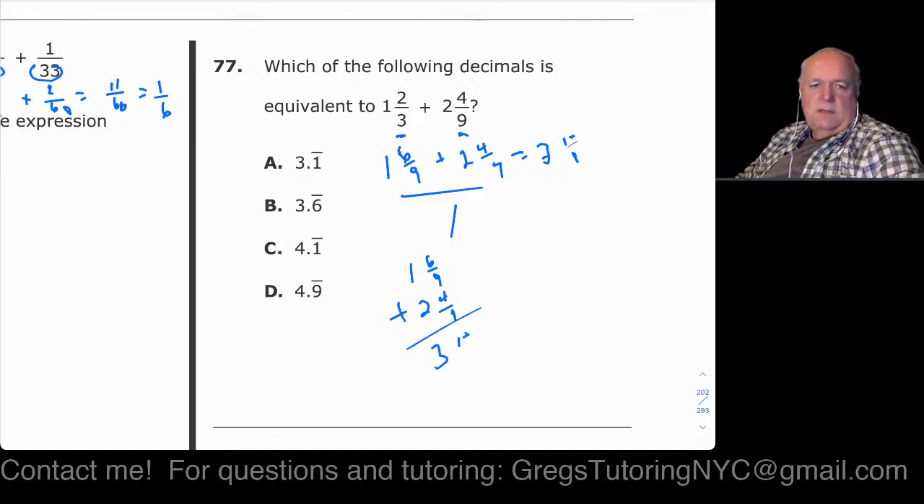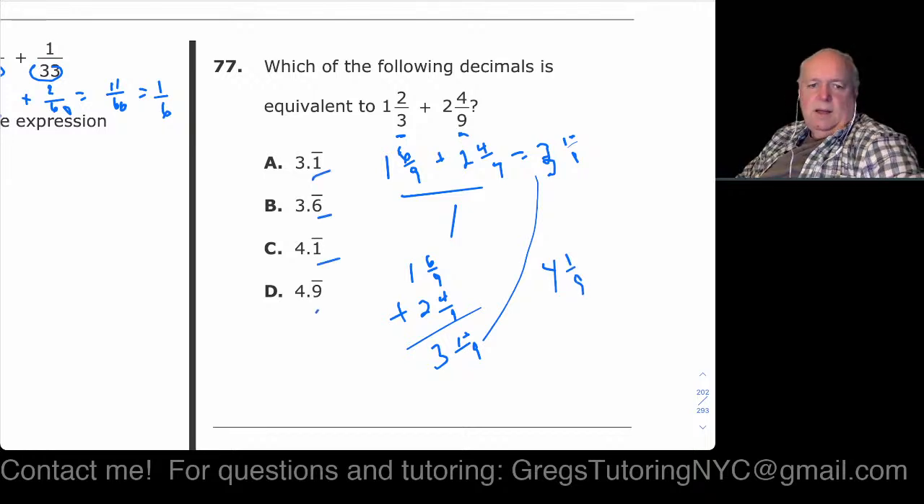Okay, and then in either case, 10/9 is equal to 1 and 1/9. That should have been a 3, it looks like a 2. And that is going to give us 4 and 1/9. But we got a problem. That's 1 bar, that's 6 bar, that's 1 bar, that's 9 bar.